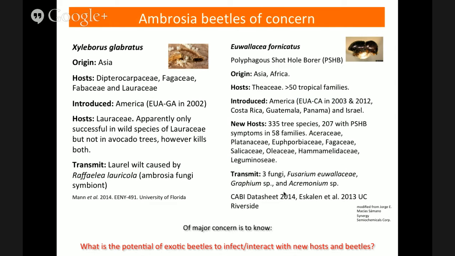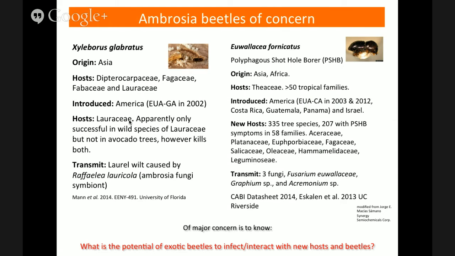The two species of concern that we are talking about here are these: Xyloborus glabratus, which comes from Asia, and Euwallacea fornicatus, which is not only from Asia but also from Africa. Xyloborus glabratus arrived on the east coast of the United States in 2002. How? Well, through packaging and merchandise on boats. These are very, very tiny beetles, approximately 2 millimeters, so really tiny, difficult to detect for any office in charge of taking care of this in the ports of entry. And the native hosts are several families of species, basically Lauraceae species.